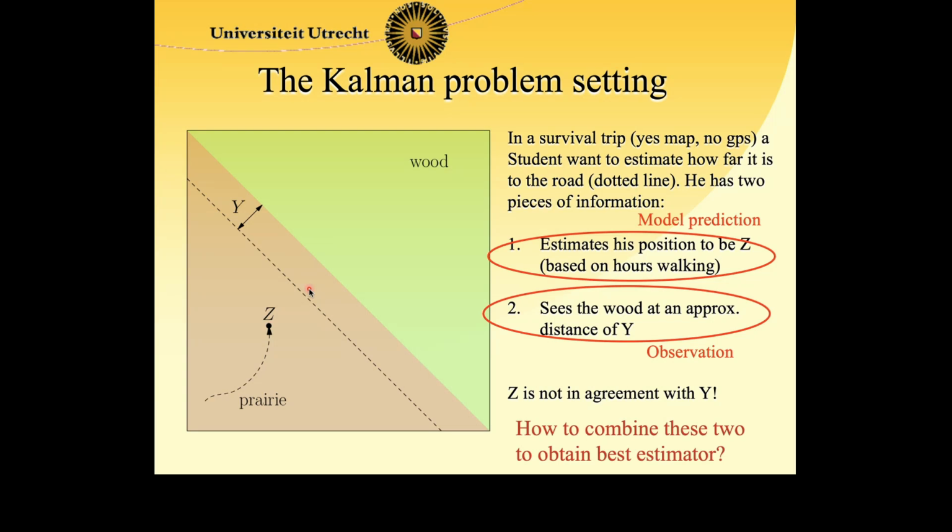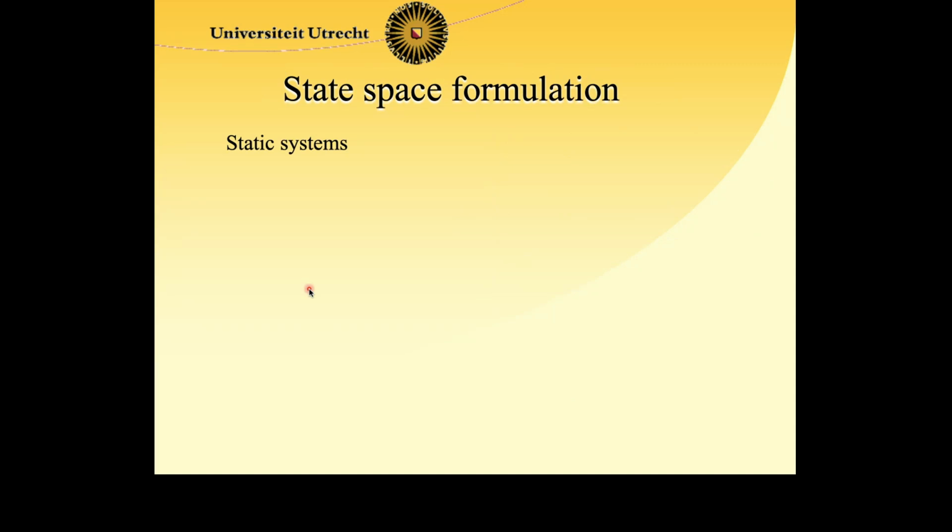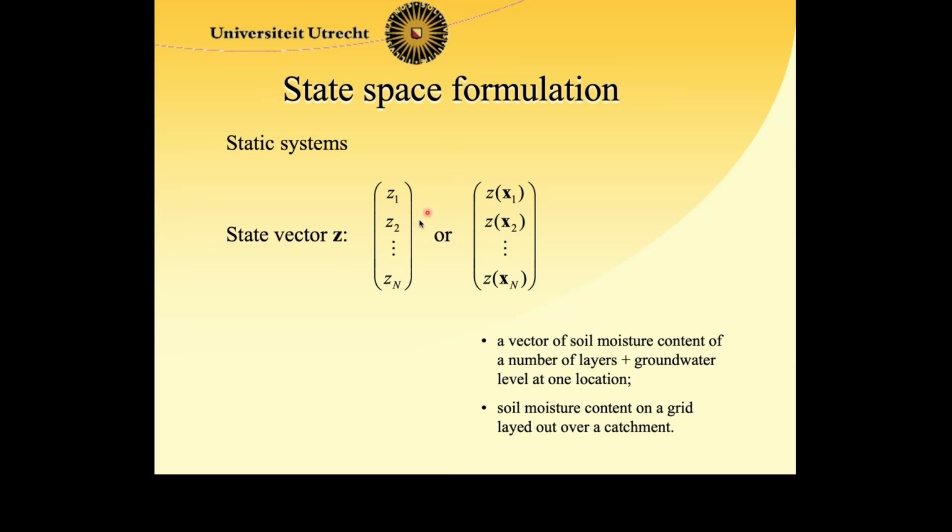Now, before we go there, the Kalman problem, we have to apply it. We have to make a distinction between so-called static systems and dynamic systems. So in a static system, we have a state vector, Z1 to Zn, that consists of variables that are not changing in time.